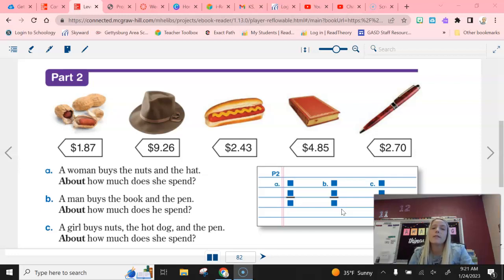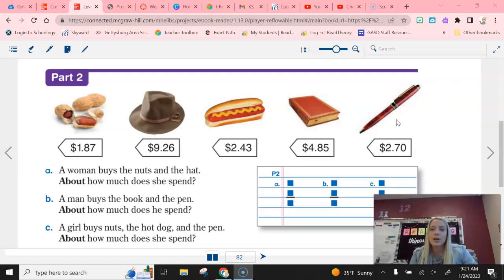Okay, you should have taken the $4.85. That is closer to $5, so you should have rounded that up. And then the pen was $2.70. 70 cents is closer to $1, so you should have rounded that one up. So it should have been $5 for the book, $3 for the pen. 5 plus 3 is 8. Yep, $8. And the man is going to spend about $8.